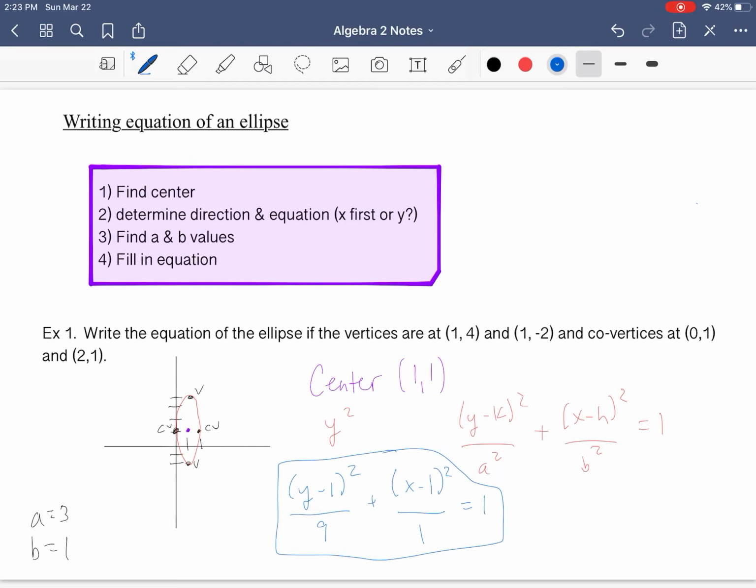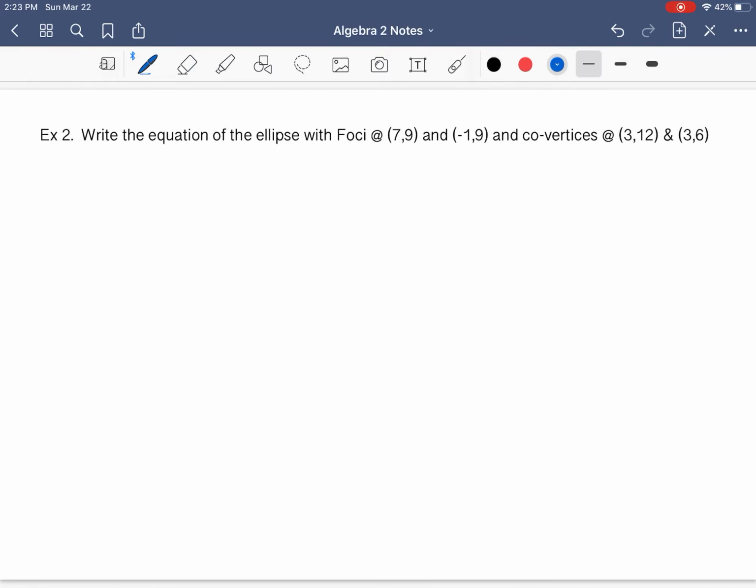Once you have all of that, you just plug in to your equation and you're finished. Let's look at example 2, where we're given the foci at the points (7, 9) and (-1, 9), and the co-vertices at (3, 12) and (3, 6). So again, I'm going to plot what I'm given just so we can visualize what we have.